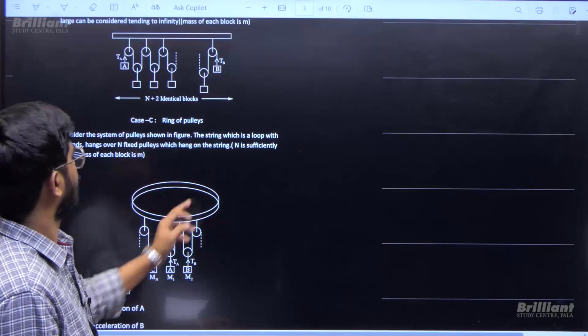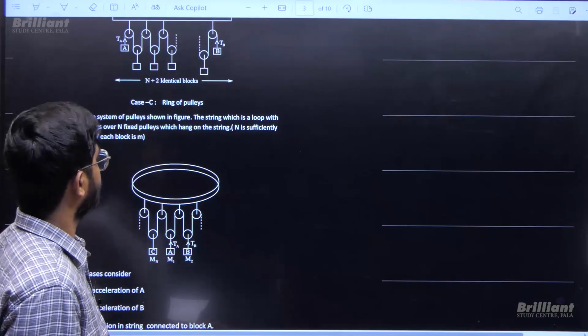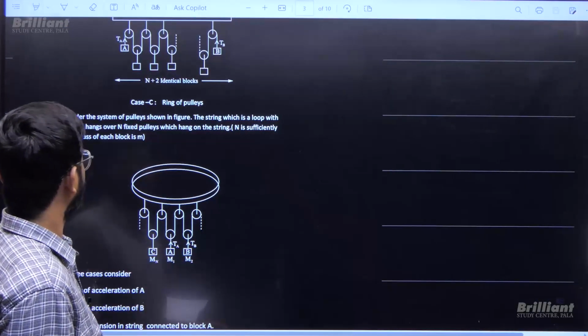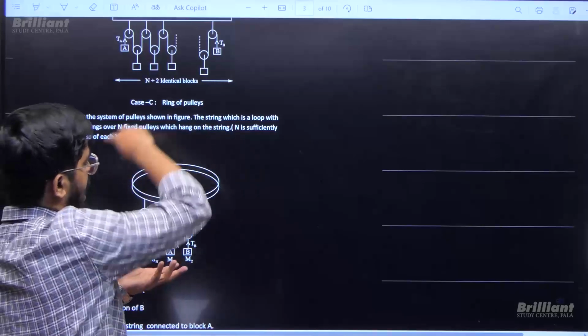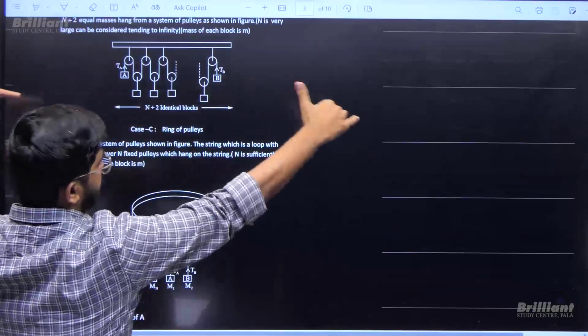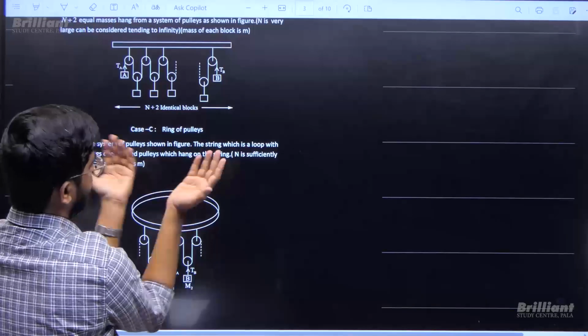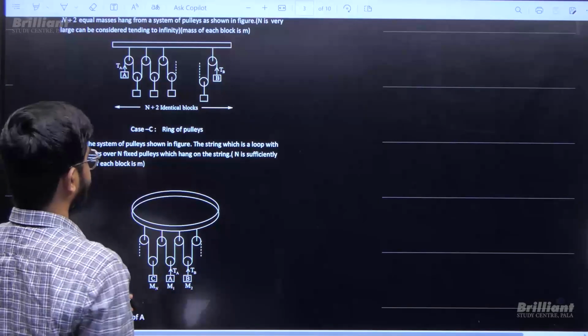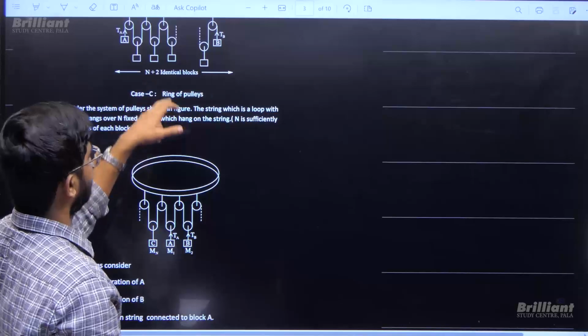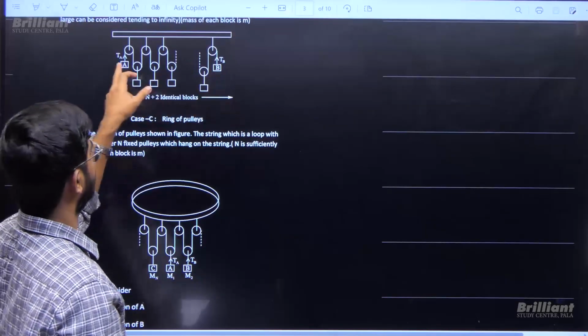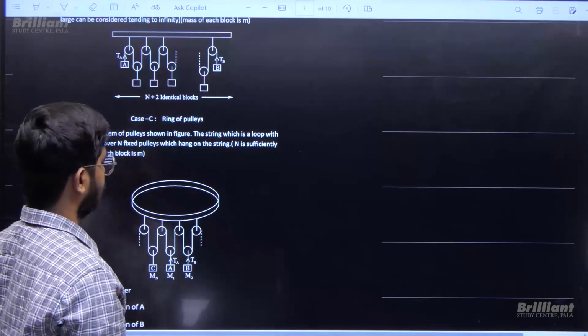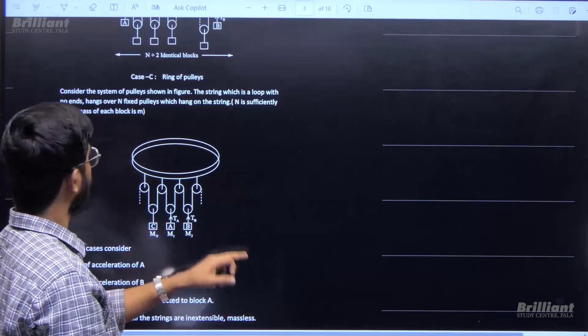Consider the system of pulleys shown in the figure. The string is a loop with no ends. So there is a loop here and here it is like this. It is similar to when you make it in the form of a ring. But here the symmetry is not exactly there. These two behave differently from this. Here everything is going to behave in a similar manner.